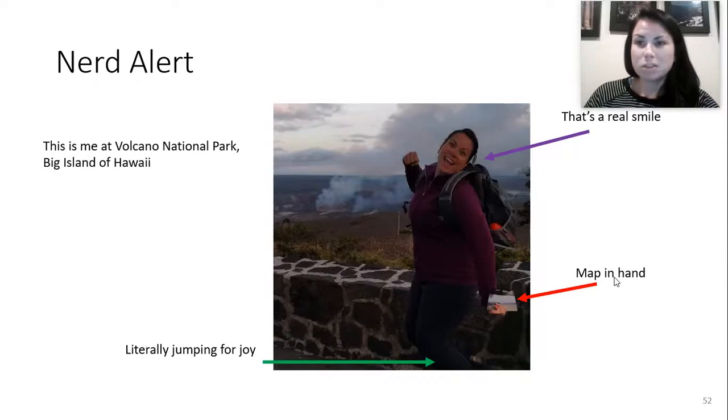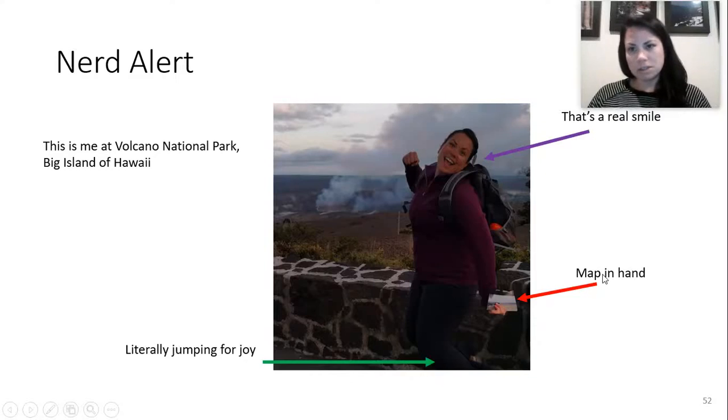Okay, so how much do I love volcanoes? I love volcanoes so much that this is actually me really smiling. I have a map in my hand, so you know that I'm an earth scientist in some way, because earth scientists just naturally carry maps with them, and I'm literally jumping for joy. So this is me at Volcano National Park on the Big Island of Hawaii, and I was so pumped to see an active volcano. And I really think volcanoes are cool, so I hope you find them cool too.